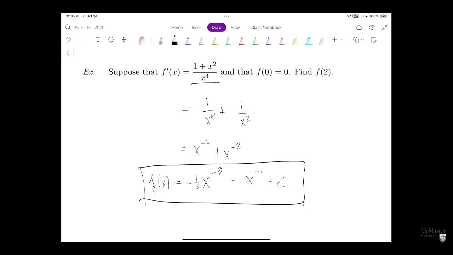So we've solved this one. Does anyone have any questions about taking this antiderivative? Yes?